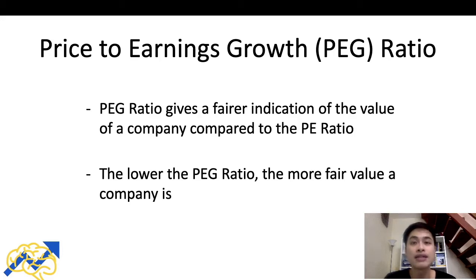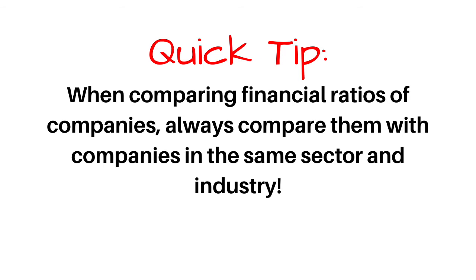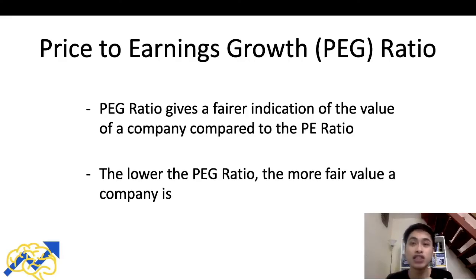However, we always want to take the PEG ratio into context, and one way to do that is by comparing the PEG ratio of a company with its competitors in the same industry and sector, to gain a fuller picture. So quick tip: when comparing financial ratios of a company, we always want to compare them with other companies in the same sector and ideally in the same industry. Okay, so we have covered how to calculate the PEG ratio and how to use the PEG ratio. So let's head over and take a look at some real life examples.